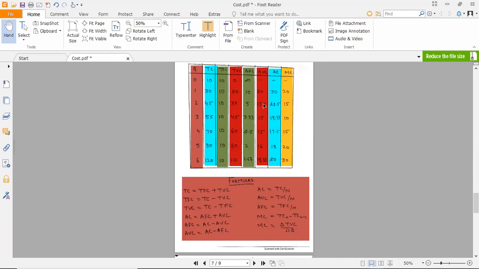Now, TVC and AVC, the red color ones. TVC is given, and we need to find AVC. So 0 divided by 0 is not defined. 20 by 1 is 20. 35 by 2 is 17.5. 45 by 3 is 15.